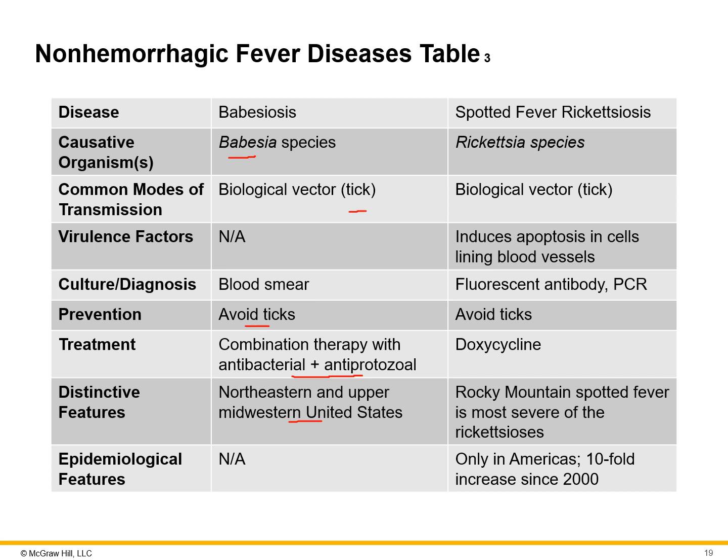And then our spotted fevers caused by the Rickettsia species. Again, Rocky Mountain spotted fever is the most common, also transmitted by ticks. These actually induce apoptosis, which is controlled cell death, of the lining of the blood vessels, which causes a lot of the symptoms with these. Again, avoid ticks, and treat with doxycycline. And as mentioned, Rocky Mountain spotted fever is the most common, but also the most severe, so it causes the most mass hemorrhaging that we see with these.